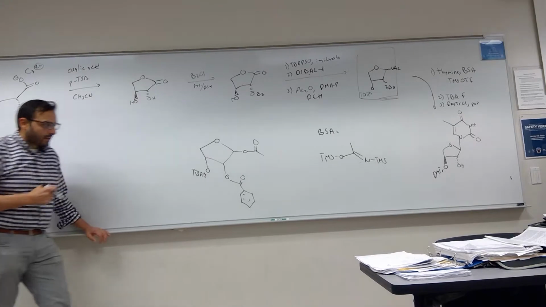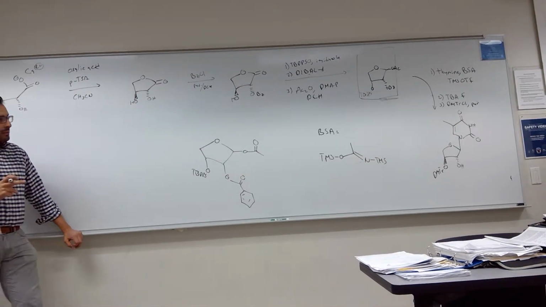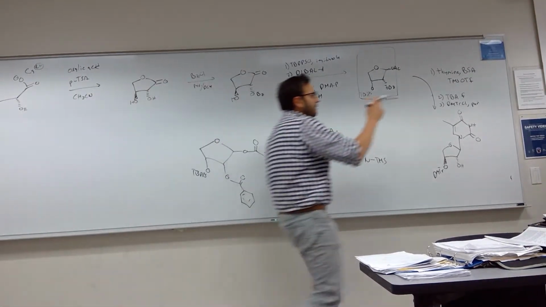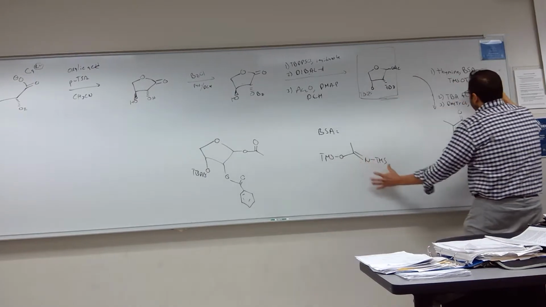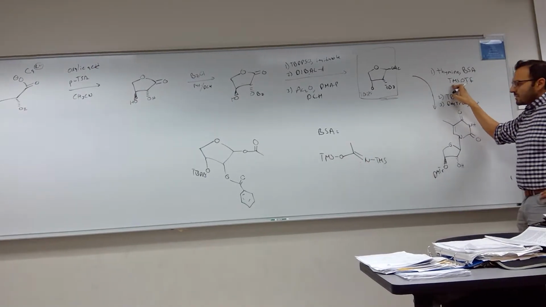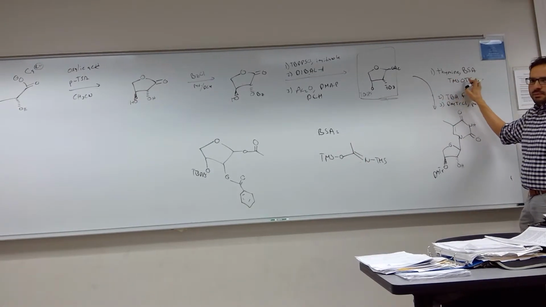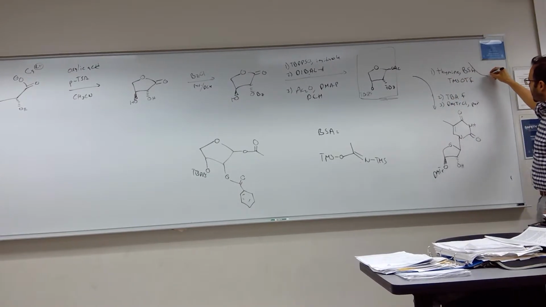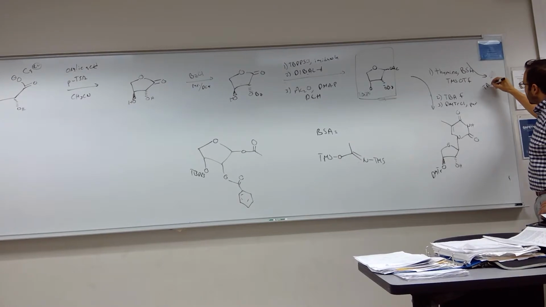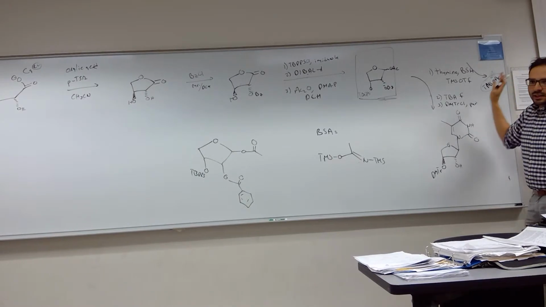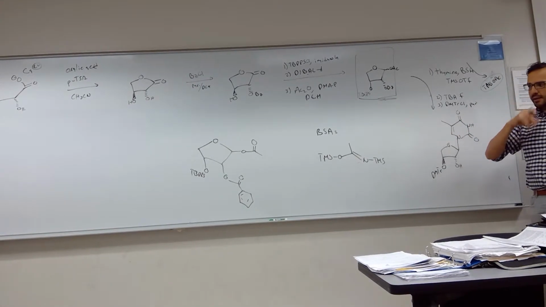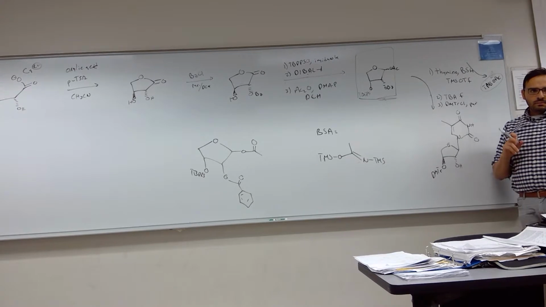So that's it. In this particular case, one of the keys is that with the BSA and the TMS triflate, I think you can do this reaction by just using TMS triflate. You get out of this reaction your TMS OAc. So you get rid of the TMS OAc. How do you do that?